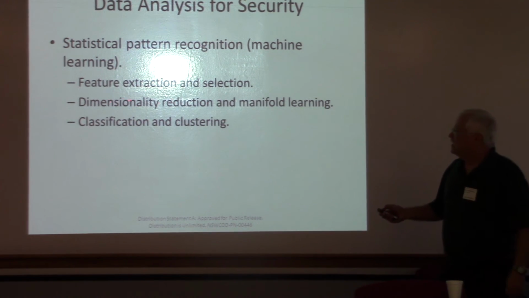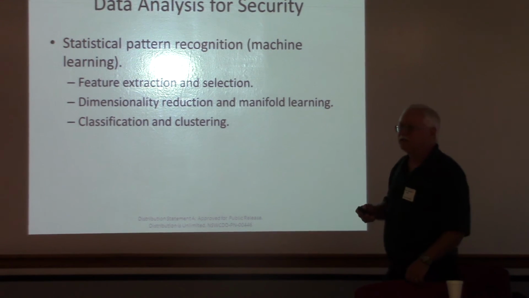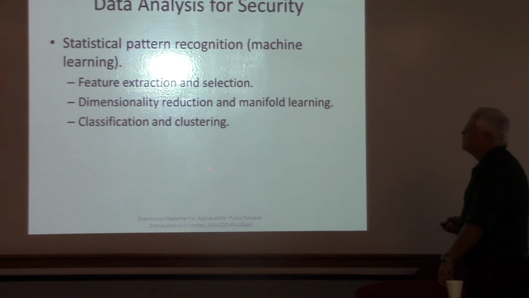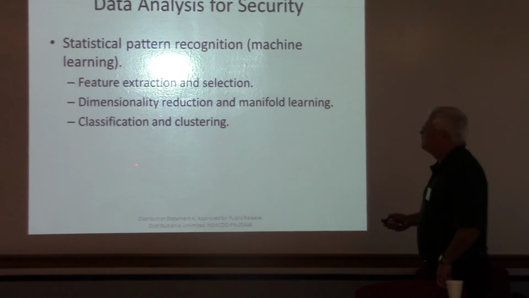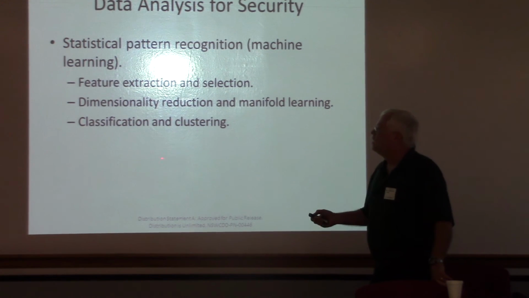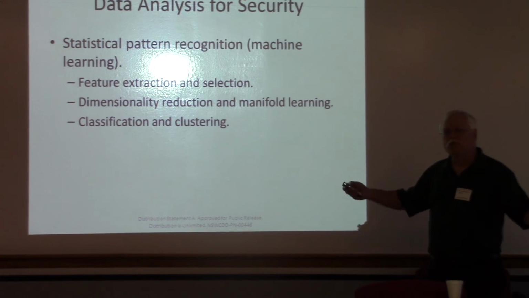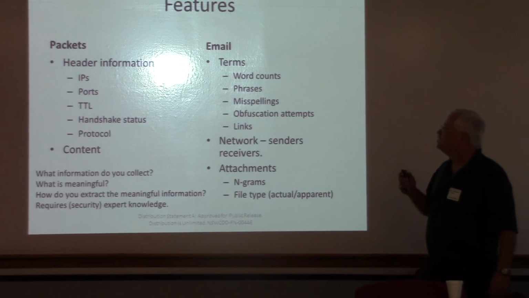Dimensionality reduction is critical because of a thing called the curse of dimensionality. I'll give you a really nice little look at what that means. And then I do classification or clustering or outlier detection or whatever. So we'll talk about those.